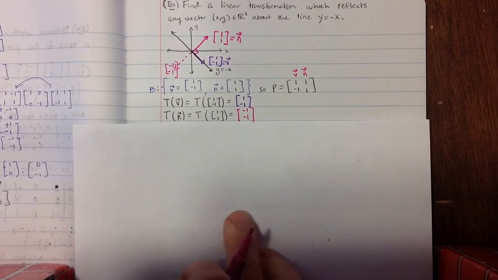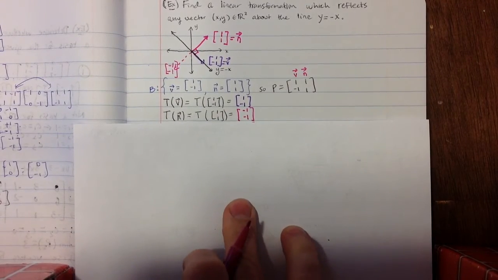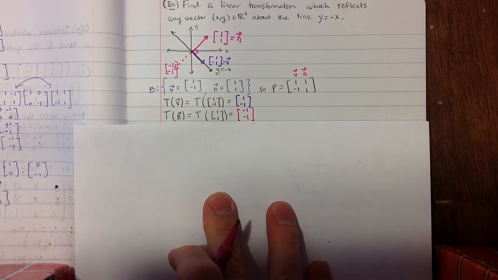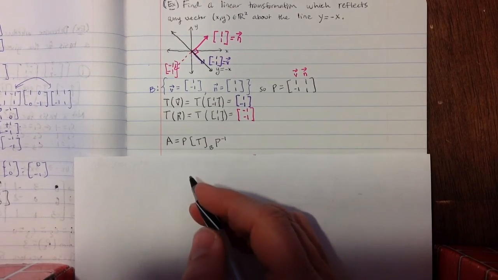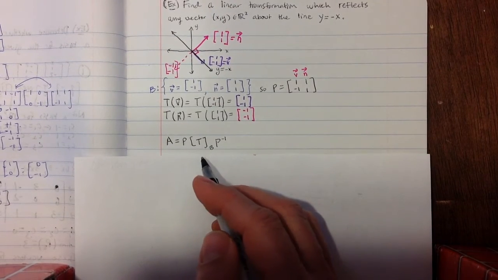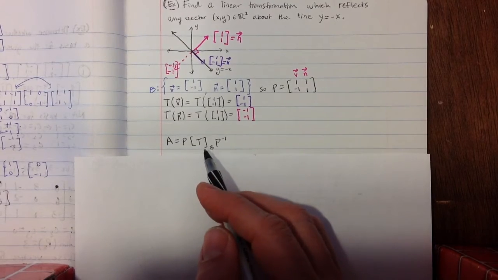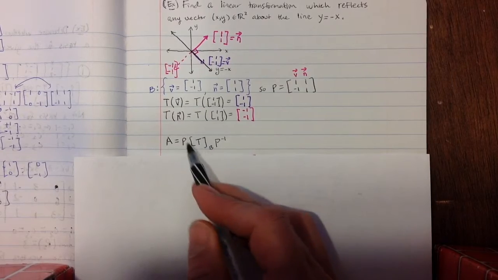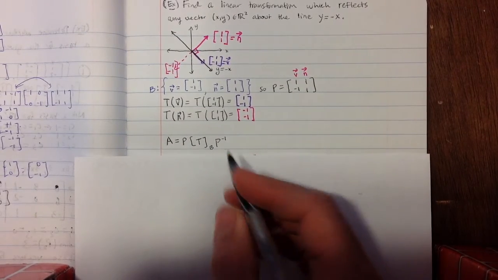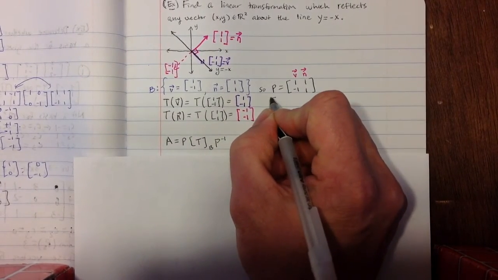Okay, so now that I know what my transformation does to those two, I'm going to use some theory. So what I'm going to do is try to find that standard matrix A, and if I can find the standard matrix A, then I will have my transformation. But one thing I do need to figure out is how I can write these two vectors here in terms of the basis. So I need to find this T of B. And so I'm going to do that over here.